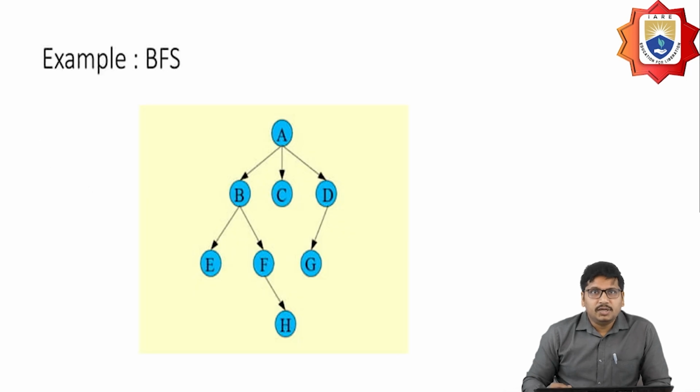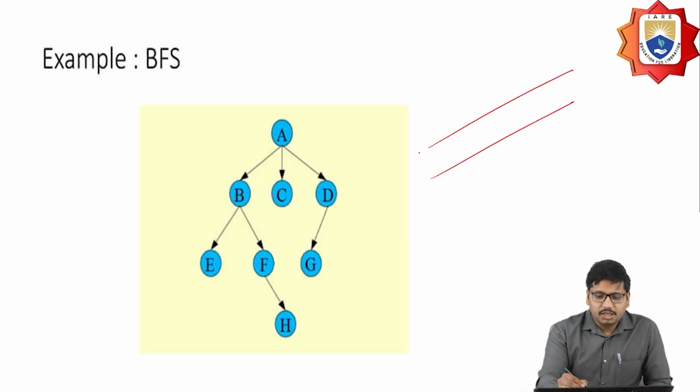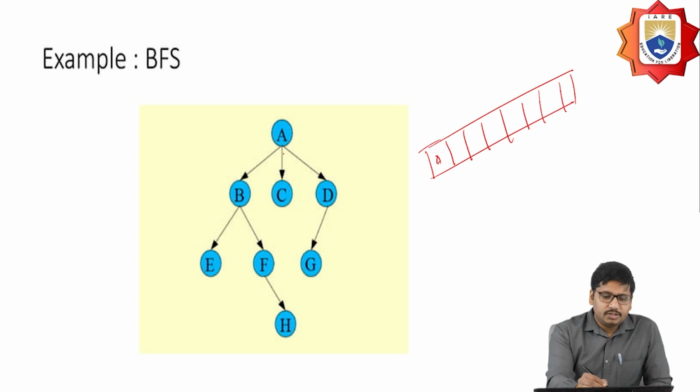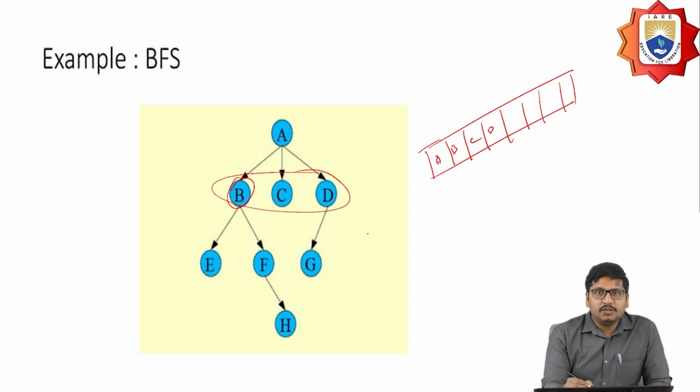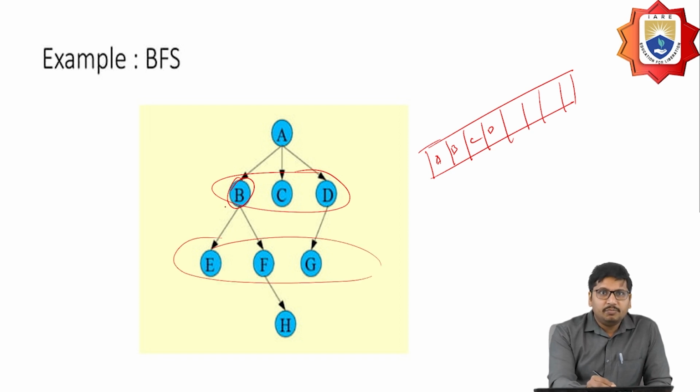See this one, I am taking a queue here. In this queue, how are we going to store the elements? The first one is A. After that, B. I first have to mark down B, C, D. Once I have visited all these nodes at the first level, then how do I go for the next level elements? For B, what are the elements?